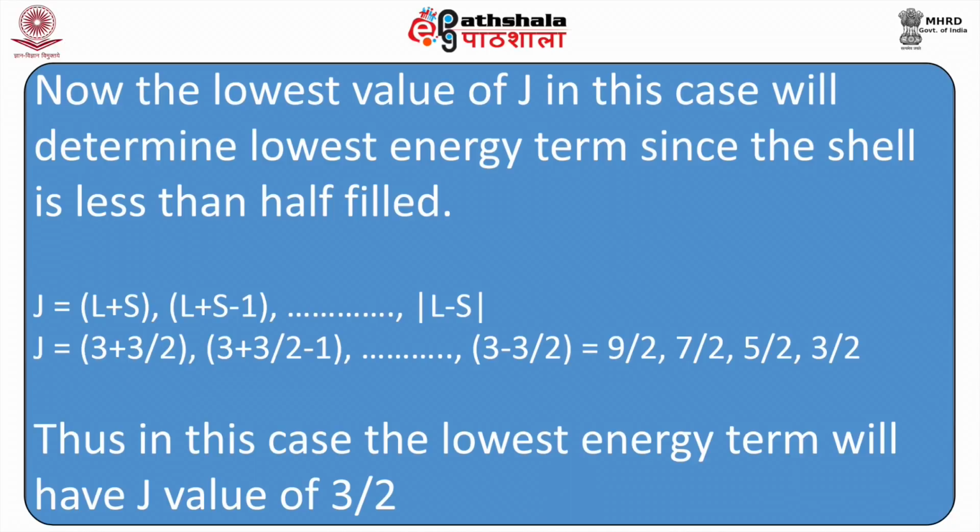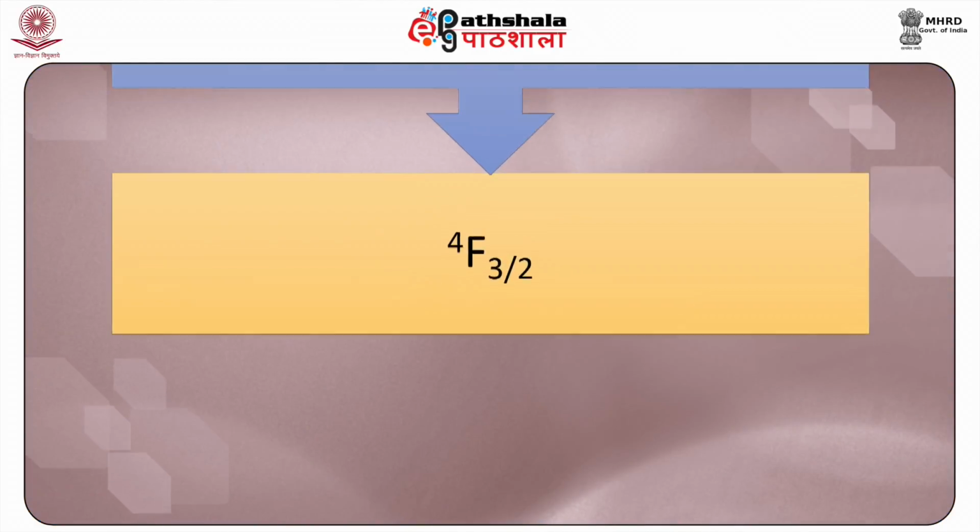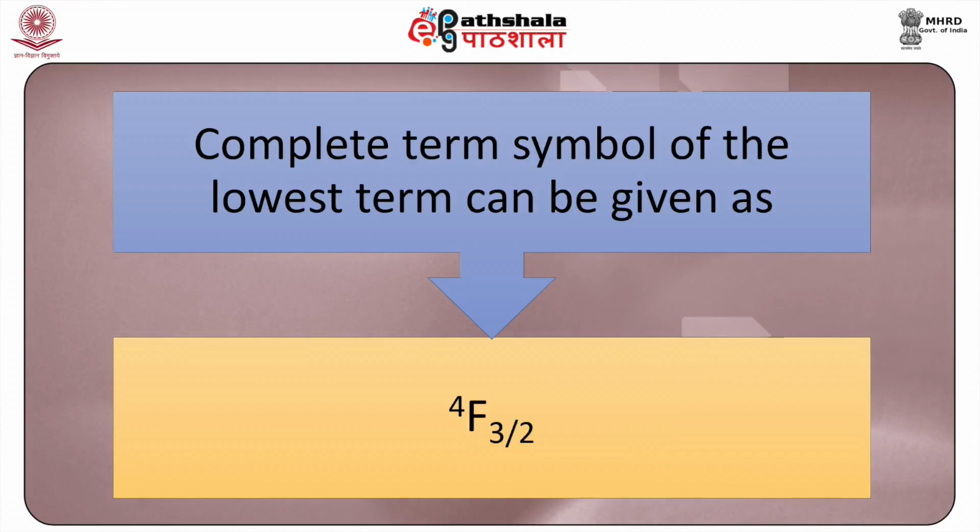Now, the lowest value of J in this case will determine the lowest energy term since the shell is less than half filled. Therefore, the values of J will be 9 by 2, 7 by 2, 5 by 2, 3 by 2. In this case, the lowest energy term will now be the J value of 3 by 2. Therefore, the complete term symbol of the lowest term can now be depicted as quartet F 3 by 2.